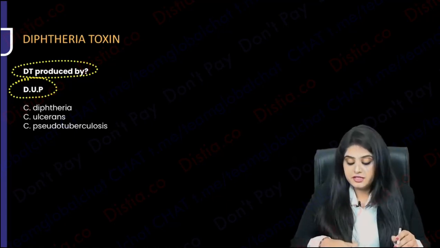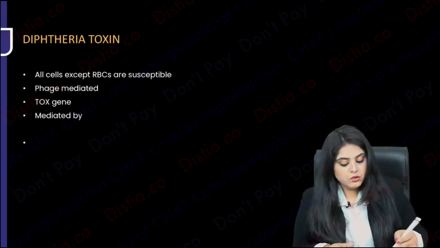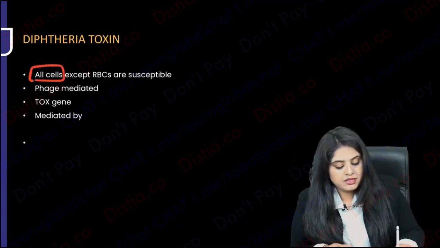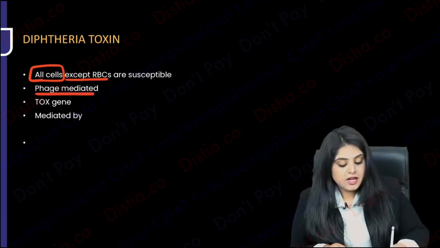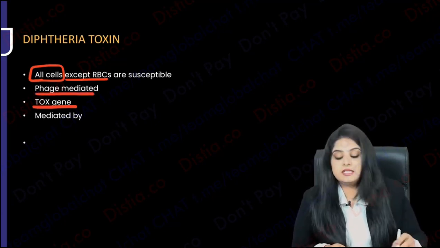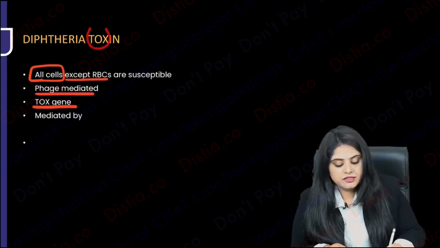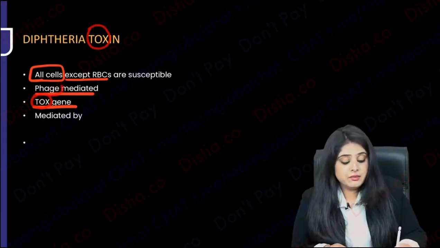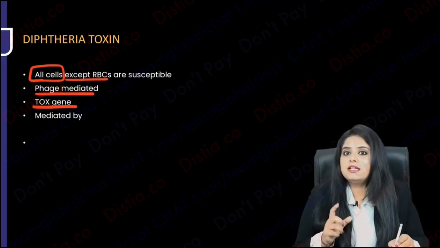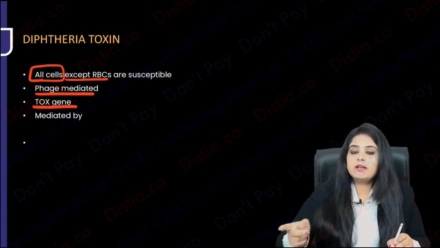So what does this diphtheria toxin do? Please note, it goes into all the cells except red blood cells. First thing, first question. Second, it is phage mediated, tox gene mediated. So simple, diphtheria toxin would be what gene mediated? Tox gene is responsible for the toxigenicity, but phage mediated. Phage is what? Bacteriophage.